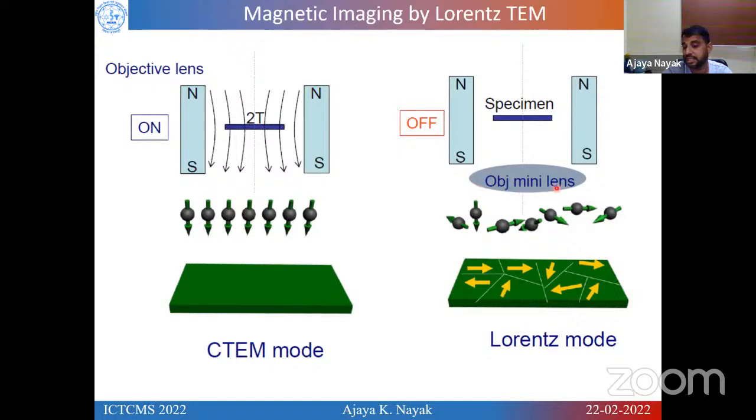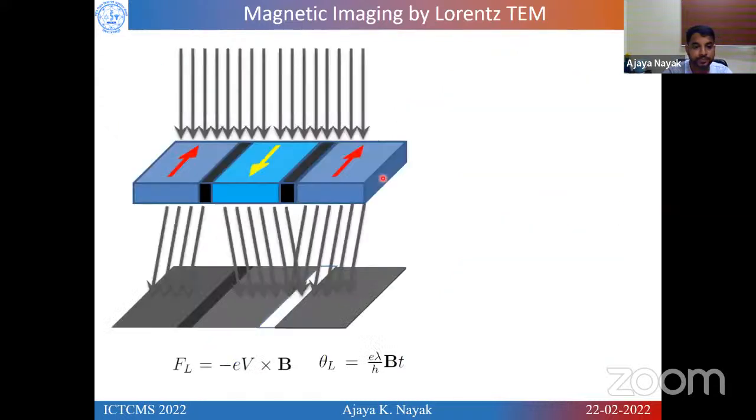It is called the Lorentz lens, below the sample space, so that the magnetic field from this mini objective lens does not reach the sample specimen. In that case, we preserve the magnetic structure in the material, and we can also focus, although the resolution will be lower in this case.